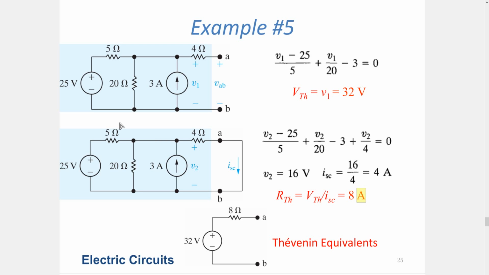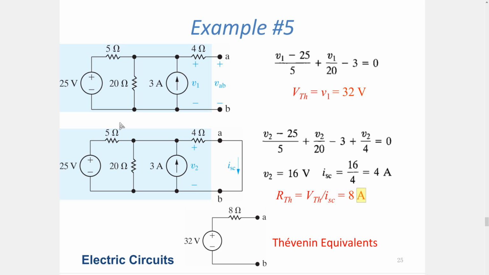And you can further create a Norton equivalent. So we know that the Norton current source should have VTH over RTH, which is 4 amps. So I can remodel this using a 4 amp current source with an 8 ohm resistor in parallel with it, between the terminals A and B. And that would make the Norton equivalent.